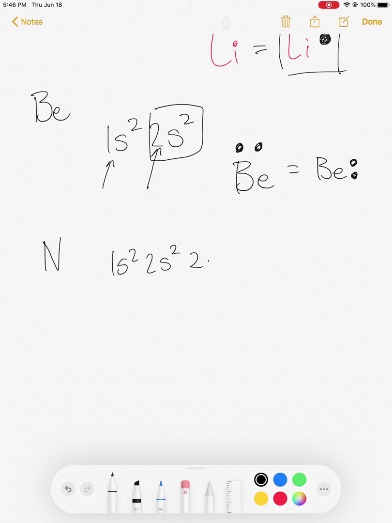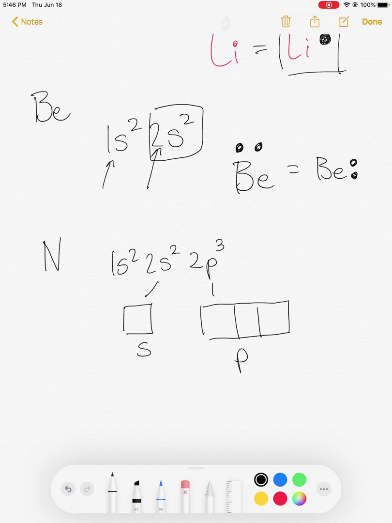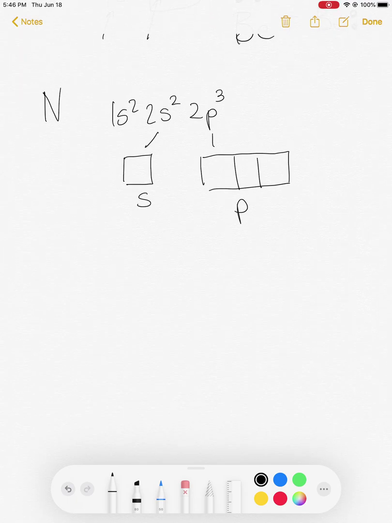1s2, 2s2, 2p3. Now, this is where we really need to know about orbital diagrams, because for the orbital diagram, there's 1 orbital for S, but don't forget, P has 3 orbitals. Okay, here's the S, here's the P. And remember, electrons don't pair up unless they have to. And they don't go to the next energy level unless the one below it is filled up.